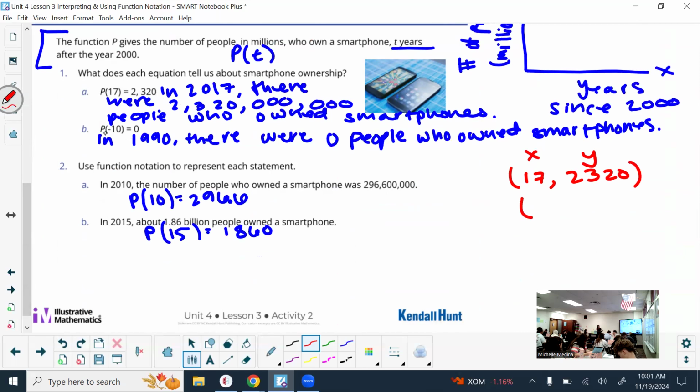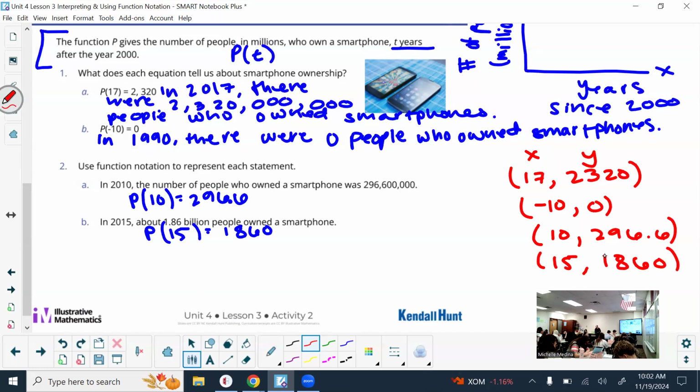Each function notation can be converted to a coordinate because you should know what the X is and what the Y is. So you're going to plot these points on that blank graph you have on your paper and then answer the question: is 4 a possible value for T? Those are the coordinates that you should for sure plot.